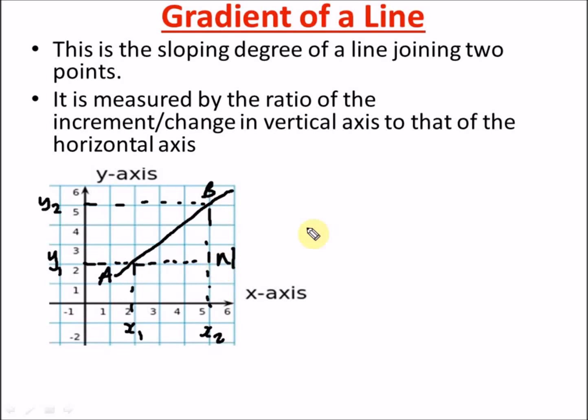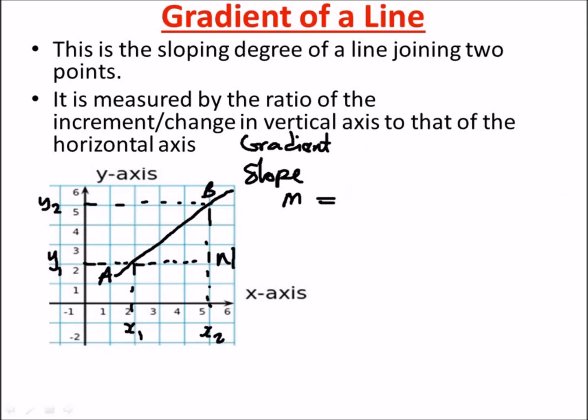So it's just the ratio of BN over AN, which is your slope, known as M. This is the symbol of slope, written as M. Let me write it here: slope or gradient.